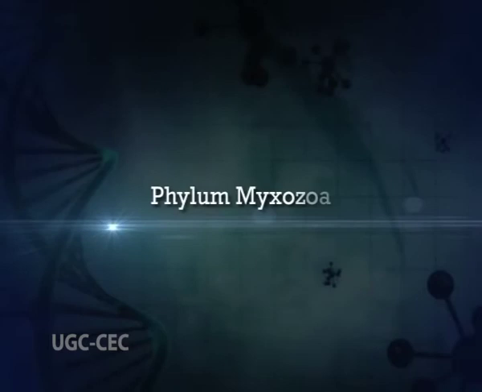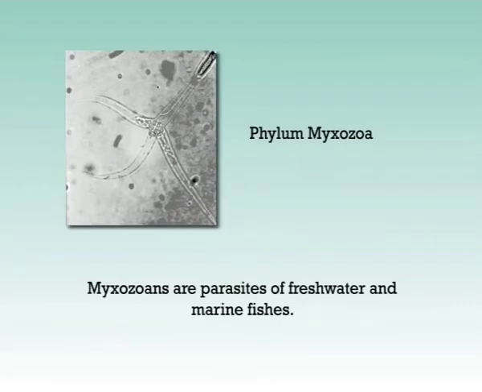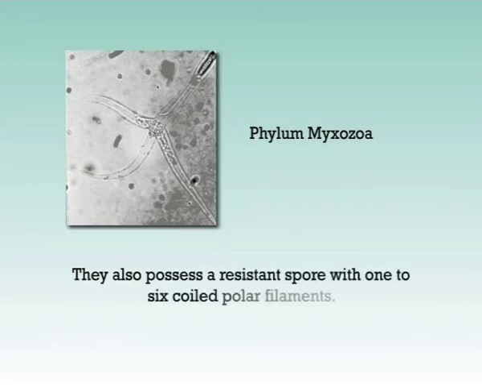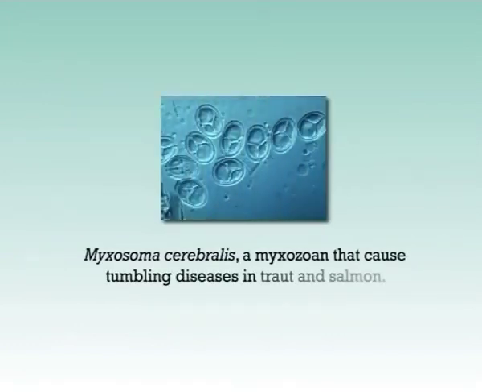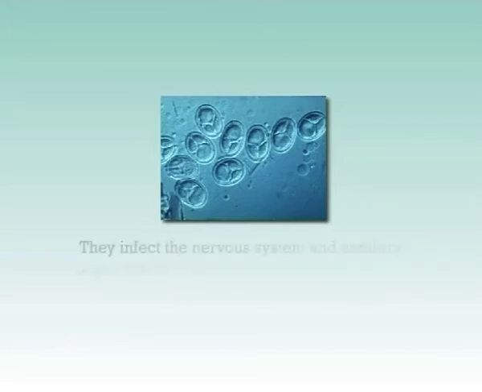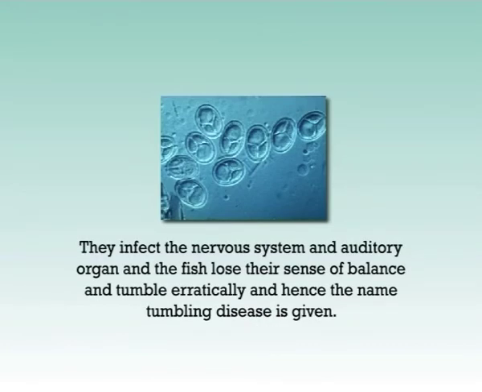Next is Phylum Myxozoa. Myxozoans are parasites of freshwater and marine fishes. They also possess a resistant spore with 1 to 6 coiled polar filaments. Myxosoma cerebralis is a myxozoan that causes tumbling disease in trout and salmon. They infect the nervous system and auditory organ, and the fish lose their sense of balance and tumble erratically, and hence the name tumbling disease is given.